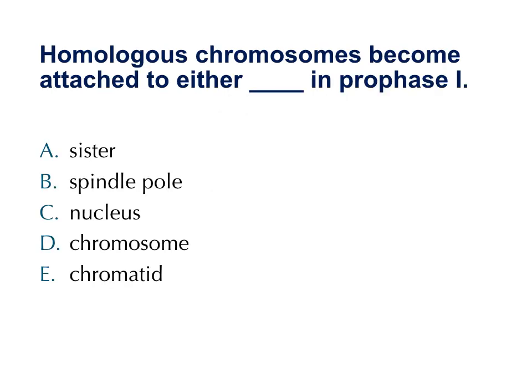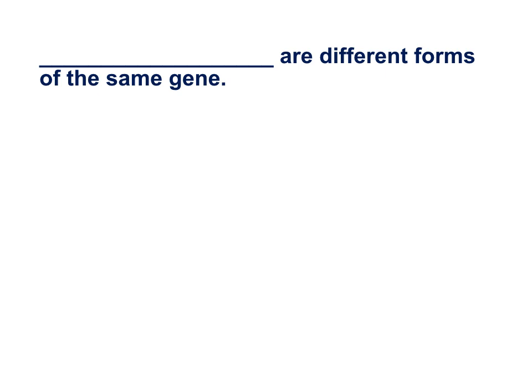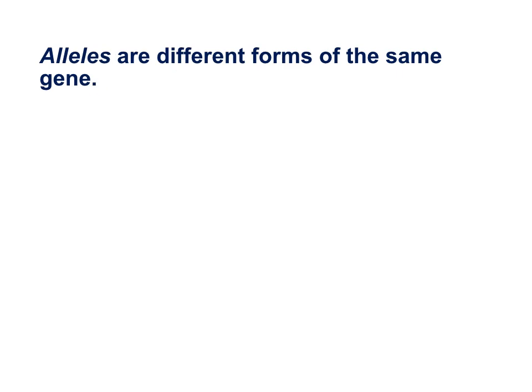Homologous chromosomes become attached to either what in prophase 1? And the answer is the spindle pole. During prophase 2, what occurs? Does a new spindle form, crossovers, chromosomes are single-stranded, the cell is diploid, or the nuclear envelope reforms? And of these answers, during prophase 2, a new spindle fiber forms. What do you call different forms of the same gene? And the answer is alleles.